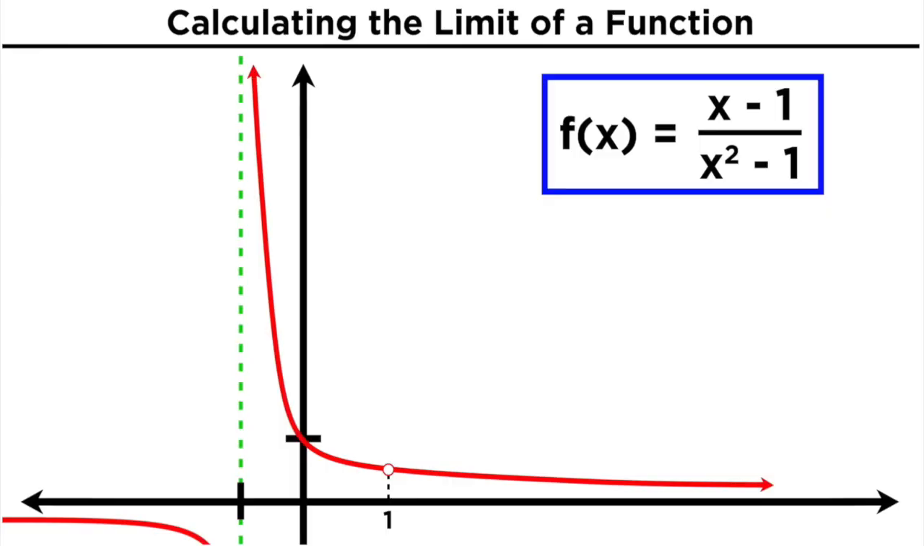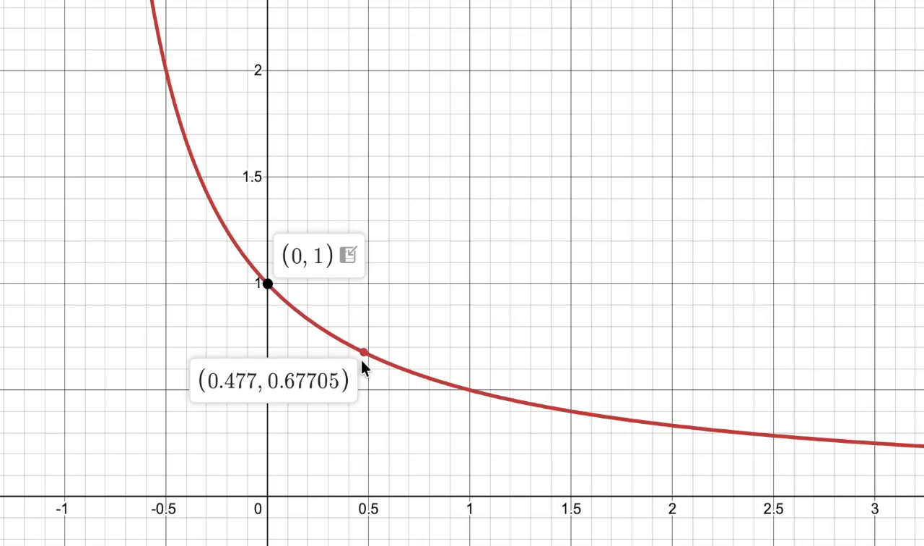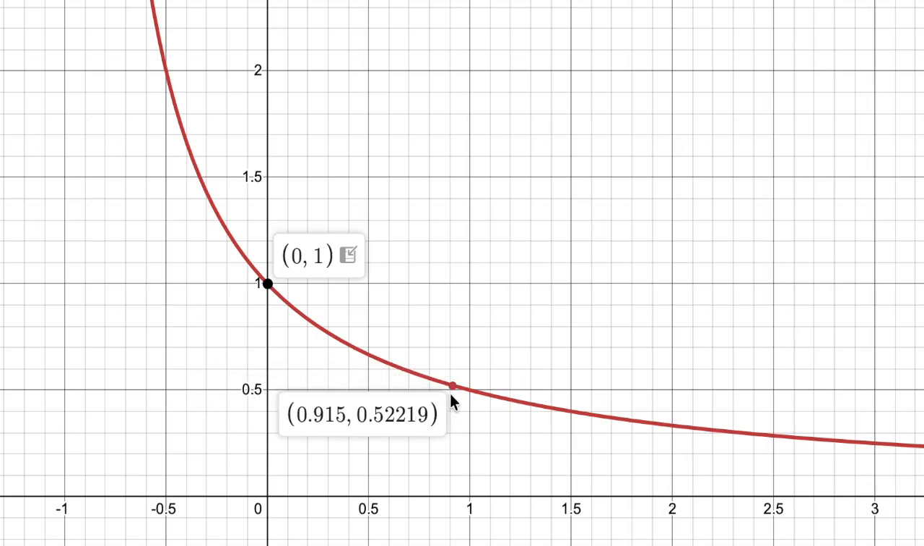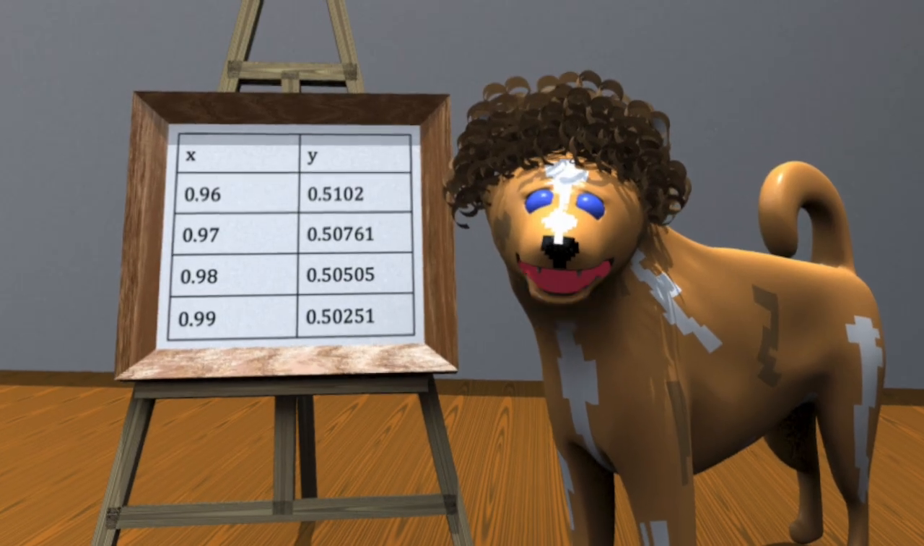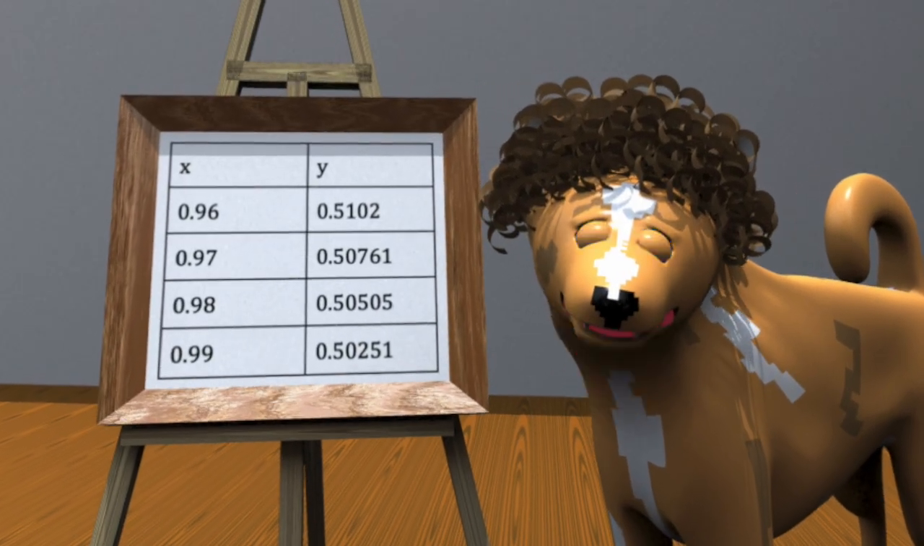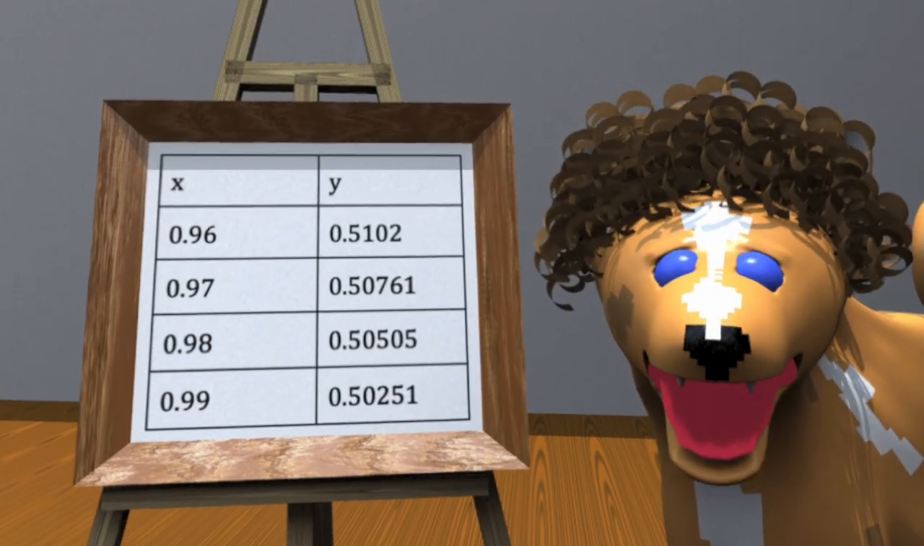In this example, we're trying to find out what the limit would be as x approaches 1. If we just plug in 1, we would get a 0 in our denominator, and that would be a discontinuity. We could plug in values that get closer and closer to 1 and see that it's heading to 1/2. And then when we get to 1, it's undefined, and that's our discontinuity. Here's a table that is showing us that as x gets closer to 1, y gets closer to 1/2.